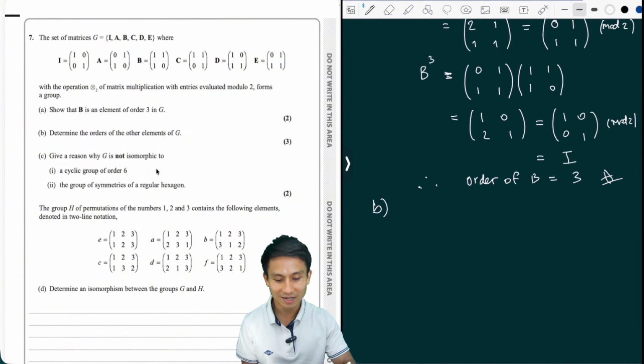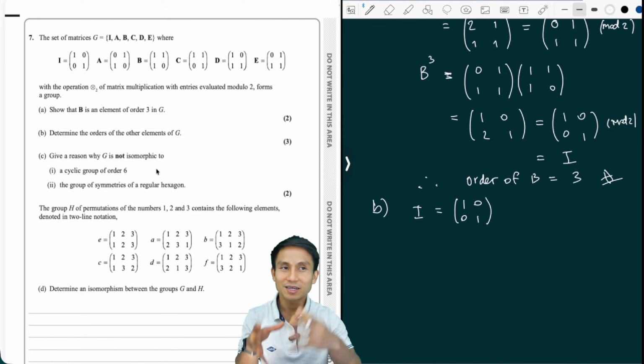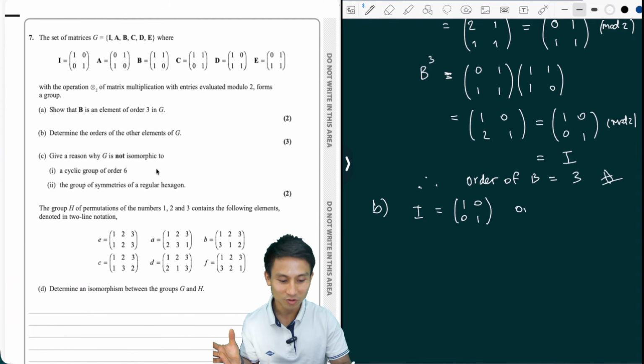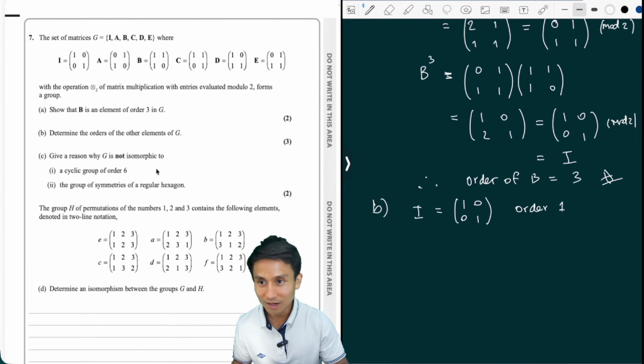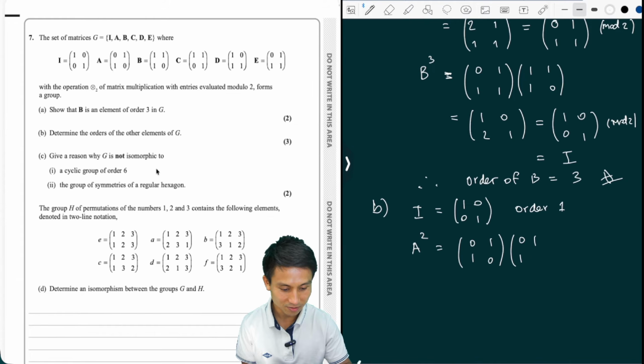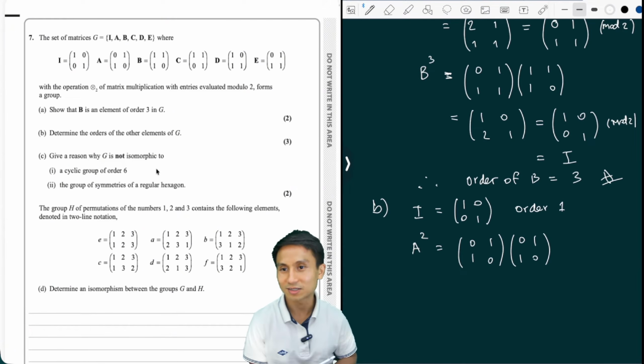So here, I is the identity matrix. If you multiply it by itself, it's already an identity, so this is order 1, right? Because you don't need to square it. What about A? If you do A squared, what are you getting? So for A squared, we multiply 0, 1, 1, 0 by itself. This question is going to be long and tedious, but if you bear with me, you're going to get there.